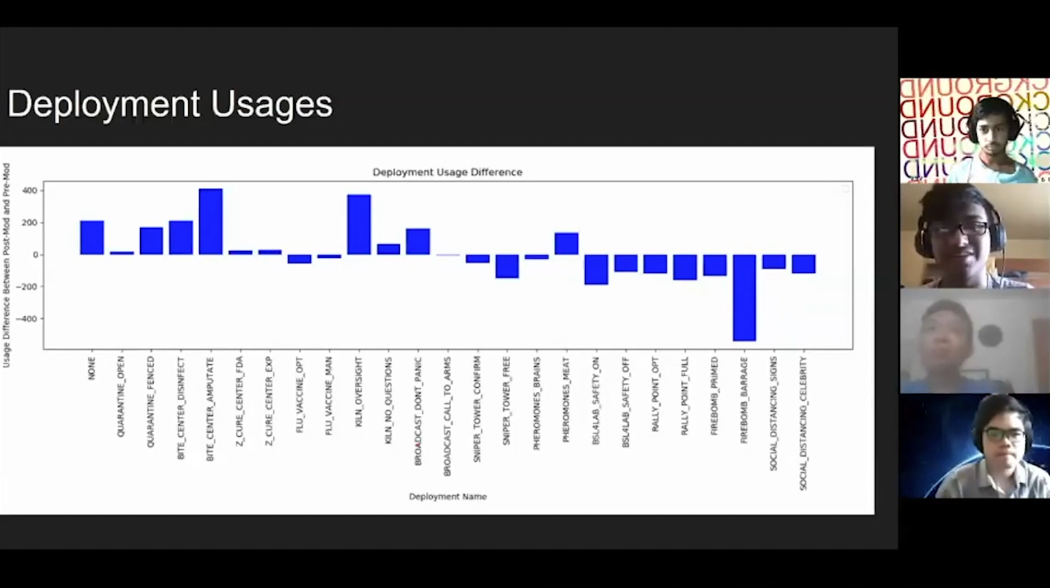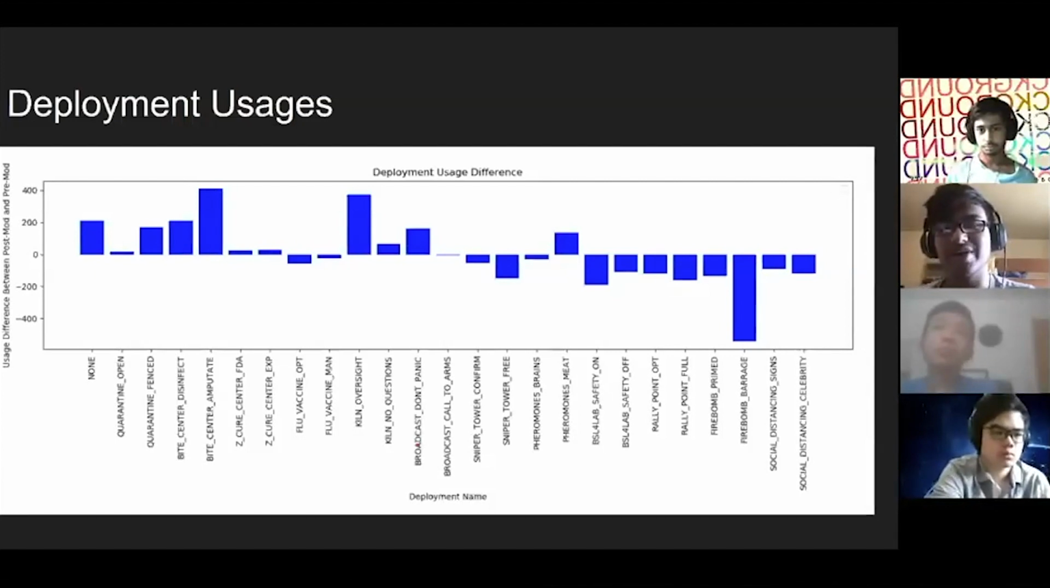Okay, here we can see a graph of the deployment usage by the RL agent after the mod implementation and before it. Comparison between the two over the course of 1,000 games. Our original hypothesis here was that we thought that the RL agent would switch from a more aggressive strategy of firebombing all the zombies and people with flu in order to eliminate them to a more passive strategy of managing fear and removing threats before they appear.